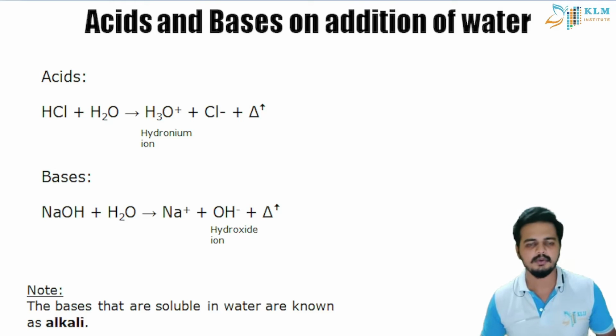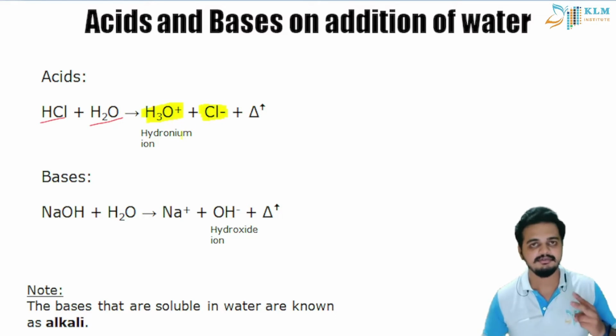So now what happens when you add a concentrated acid or base to water? So if you make a solution of it, what happens? We'll take HCl and add to water. So what we get is hydronium ion plus Cl minus ion. So we have two ions.